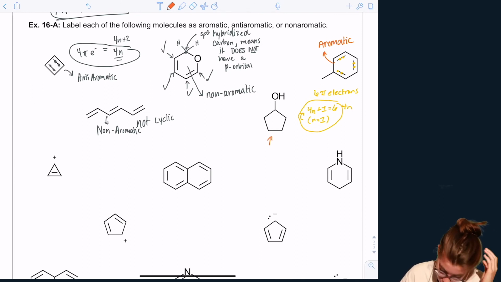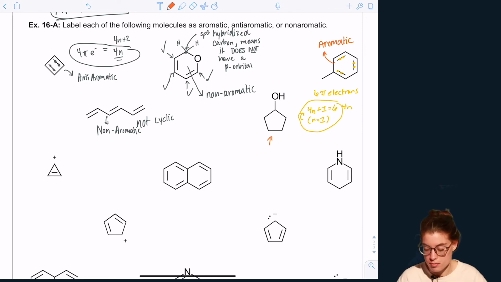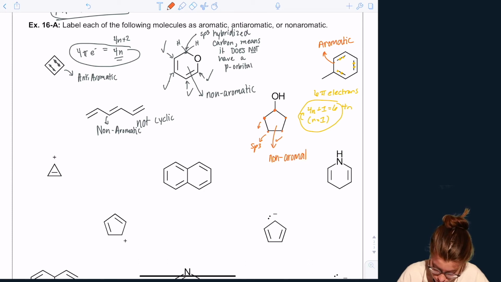Okay, how about this molecule? Is it cyclic? Yes, it is. Do we have p orbitals at every atom in the ring? The answer is actually no, right? This carbon, this carbon, this carbon, this carbon, and this carbon are all sp3 hybridized, which means none of those atoms have a p orbital in them. Okay, so automatically, since the answer to that question is no, I can say that this compound is non-aromatic.